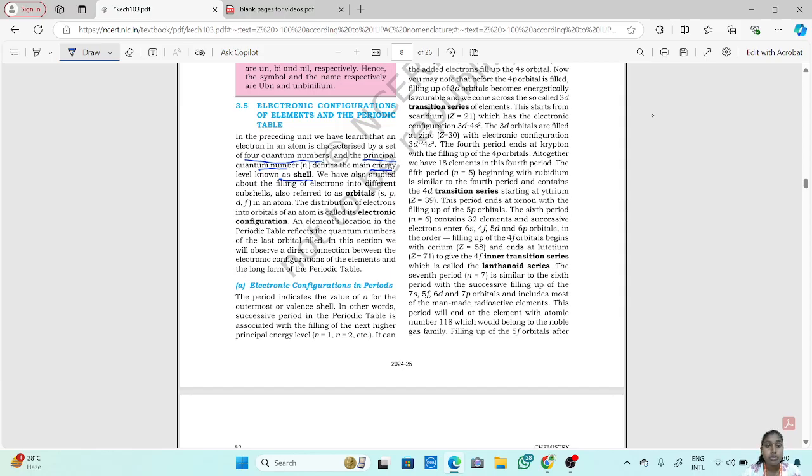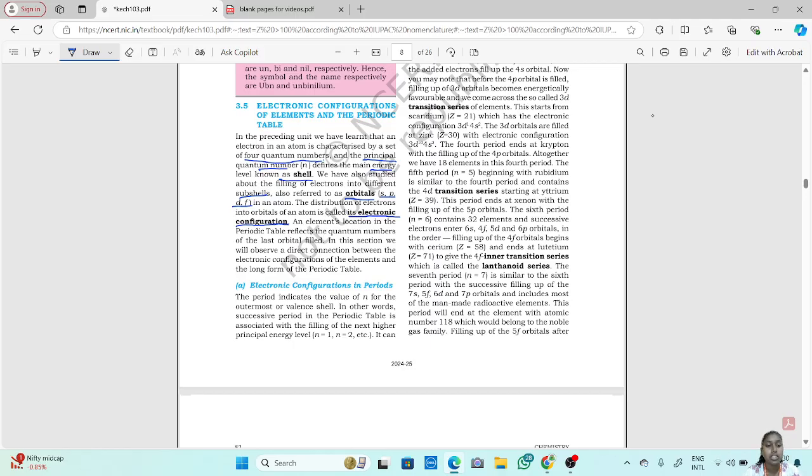Now, we have also studied about the filling of electrons, how electrons were filled. They are filled following the Aufbau's law, right? Now, also referred to as orbitals, that is s, p and d orbitals in an atom. Now, the distribution of electrons into orbitals of an atom is called electronic configuration. So, when you distribute the electrons into these orbitals, it is known as electronic configuration.